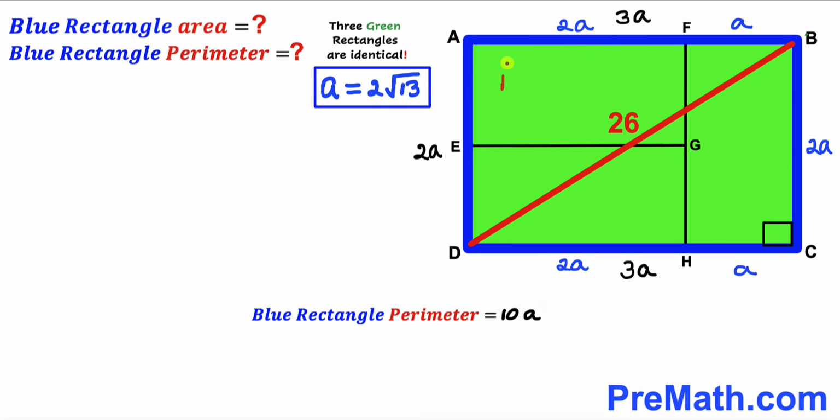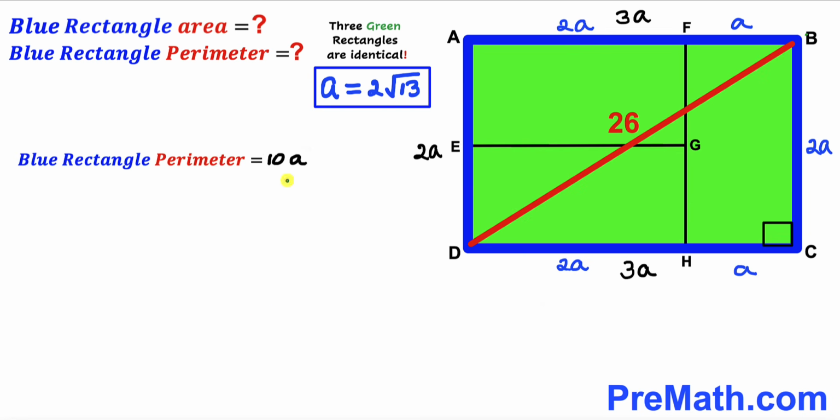And finally we are going to calculate the perimeter of this rectangle ABCD as well. Let's recall the blue rectangle perimeter equals 10 times a. And once again our lowercase a value is 2 times square root of 13. Let's substitute. So 10 times 2 times square root of 13 is going to be equal to 20 times the square root of 13 units, the perimeter of this blue rectangle.